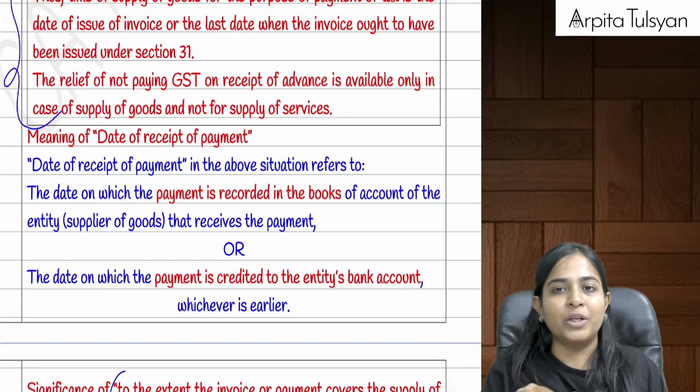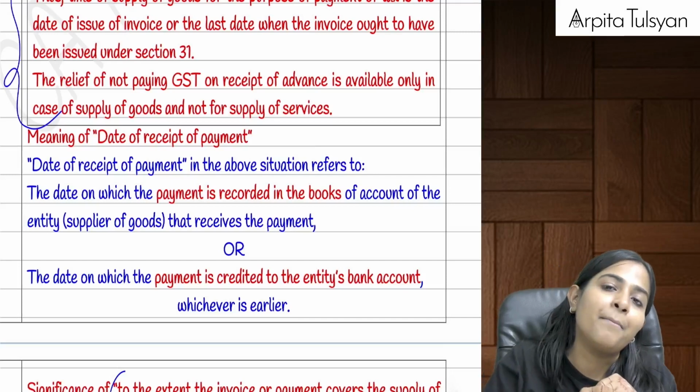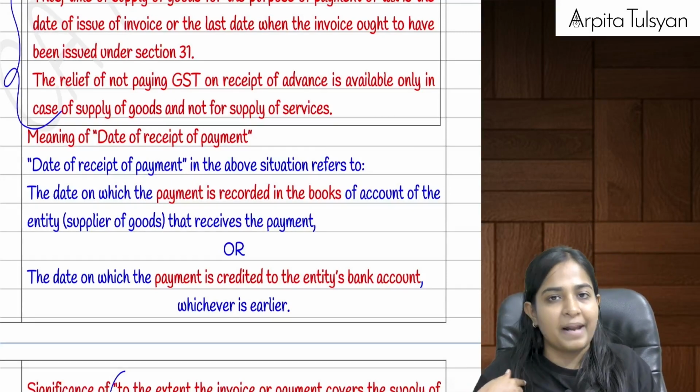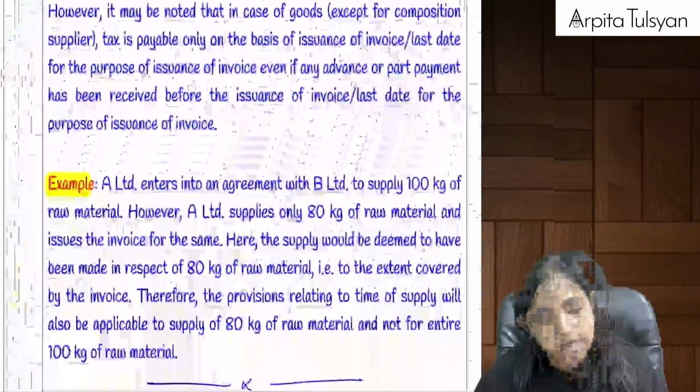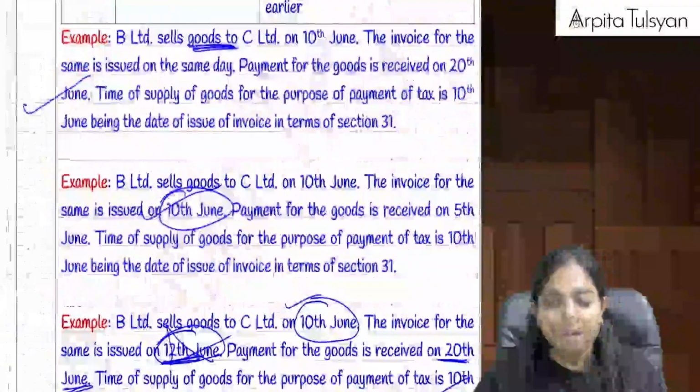Out of these two events, either when I am recording that particular entry in my books of accounts, or when my bank is crediting that amount to my bank account, whichever is earlier. Think from the supplier point of view here. Then after that, the next thing, examples are already given in your book.